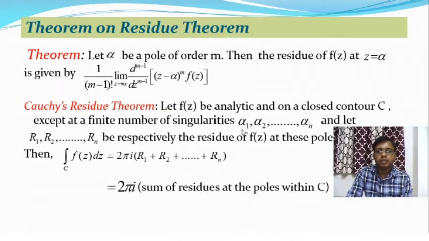So here alpha 1, alpha 2 and up to alpha n are the poles of the function, and these poles are either simple poles or poles of order n or infinity. Okay, and then from Cauchy's integral formula, it will be 2 pi i into the sum of the residues at the poles within the circle C.